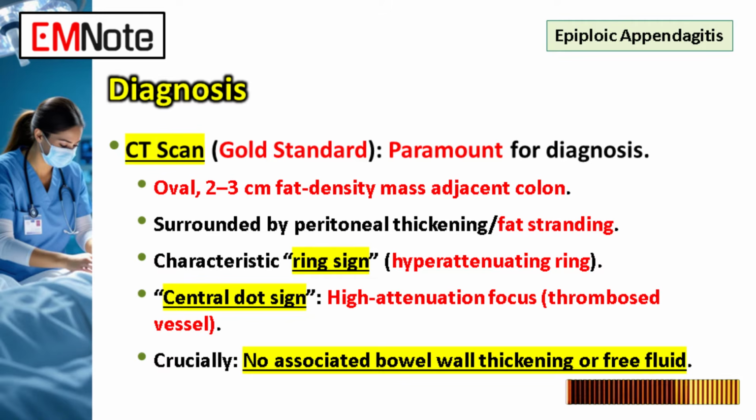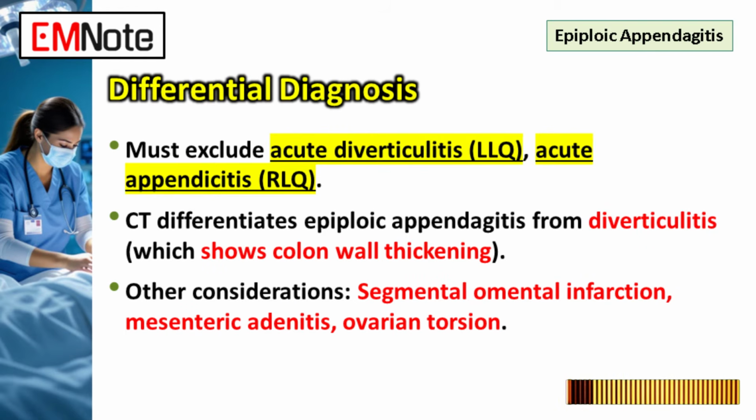Very clear visual. And just as important, what should not be there on the CT? What helps rule out the mimics? Good point. You shouldn't see significant thickening of the adjacent colon wall. That points more towards diverticulitis or maybe IBD. And critically, you shouldn't see significant free fluid or any free air, pneumoperitoneum. Seeing the classic EA signs without those other concerning features really solidifies the diagnosis. Okay, diagnosis confirmed by CT.